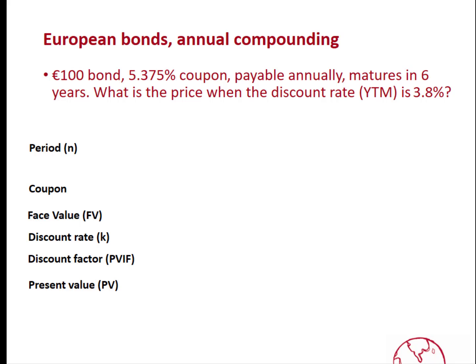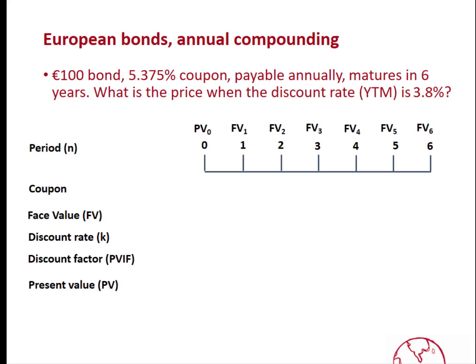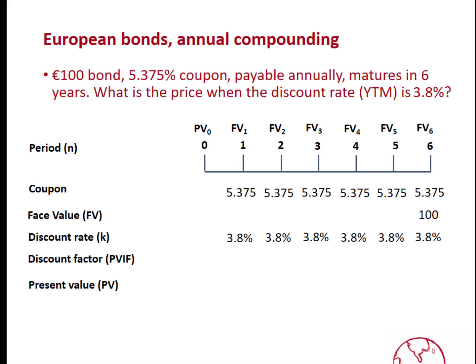You may want to draw out a timeline to show the cash flows. As you can see, because it's an annual bond, there are going to be 6 cash flows, or 1 per year. The coupons are going to be 5.375% times 100 euros, or 5 euros, 0.375 cents. The face value is going to be repaid in the final period at the end of 6 years, at 100 euros. And our discount rate is going to be 3.8%.